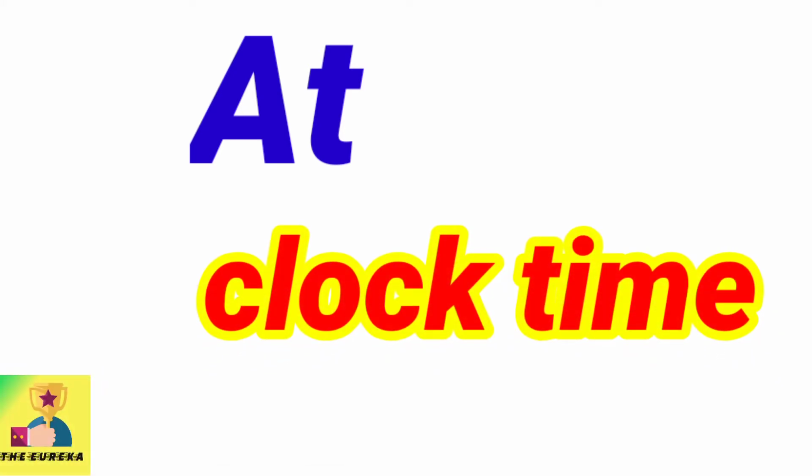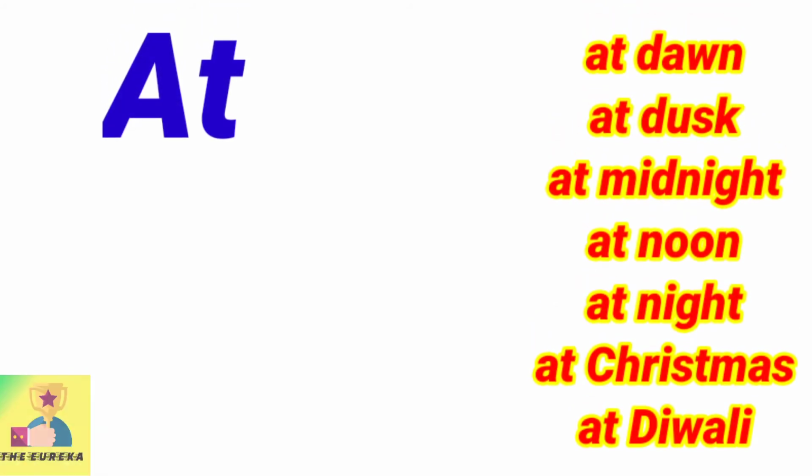The preposition at. The preposition at is used for expressing clock time. What do you see on a clock? Time. For example, 2 o'clock, 3 o'clock, and so on. Then we use at to show a point of time: at dawn, at dusk, at midnight, at noon, at night, at Christmas, at Diwali.